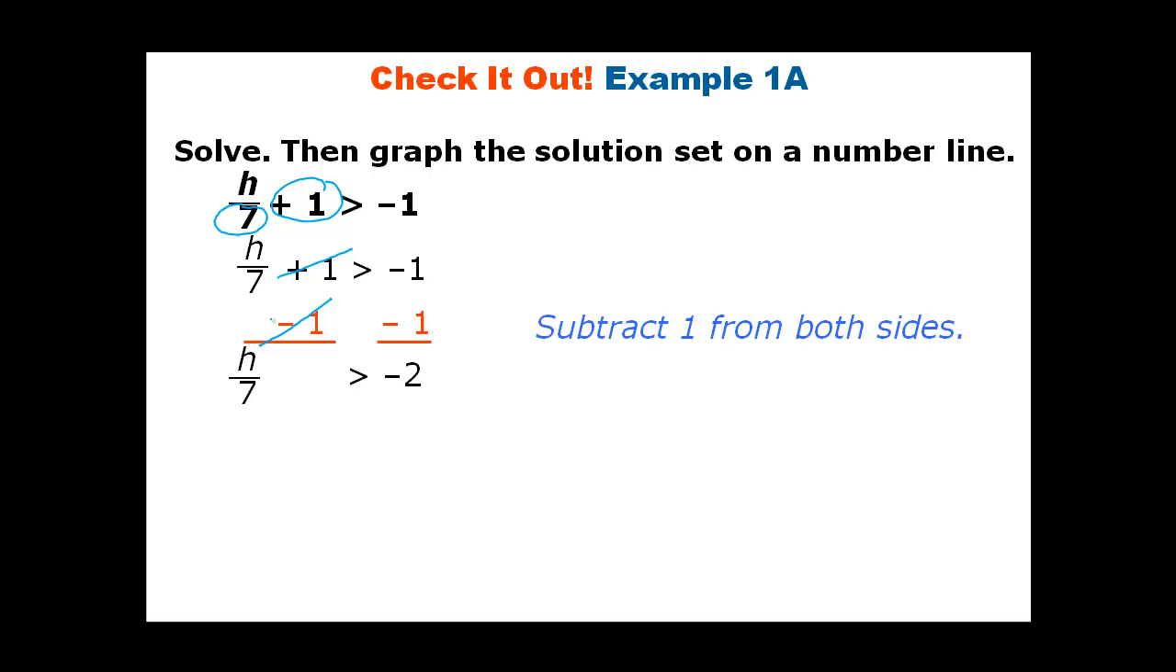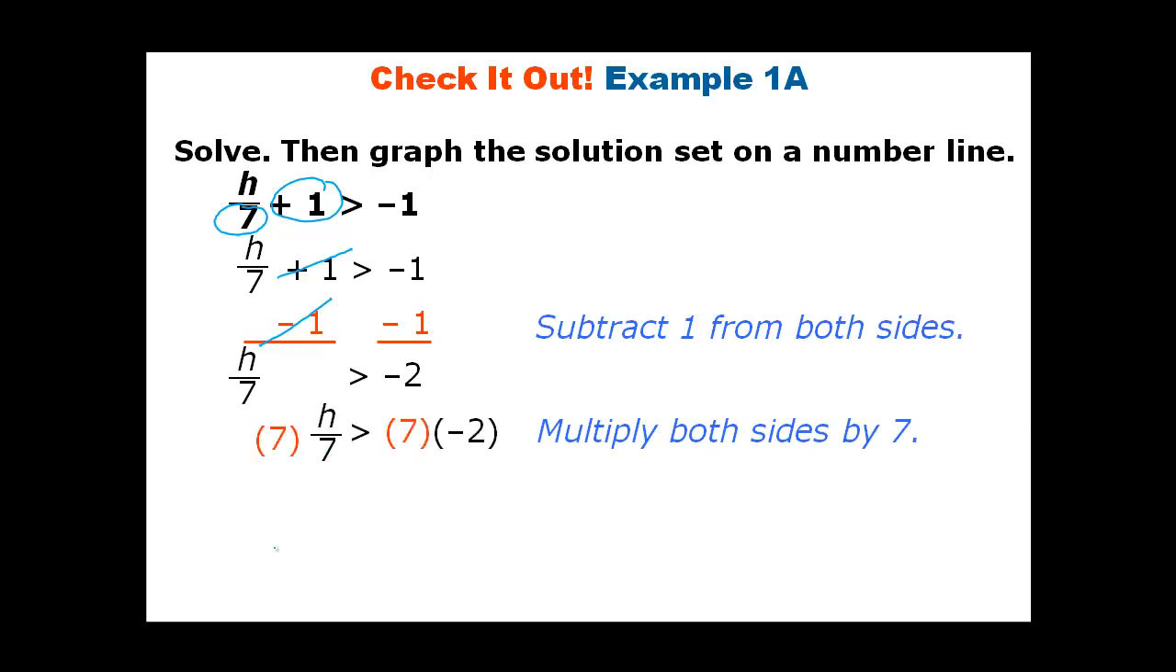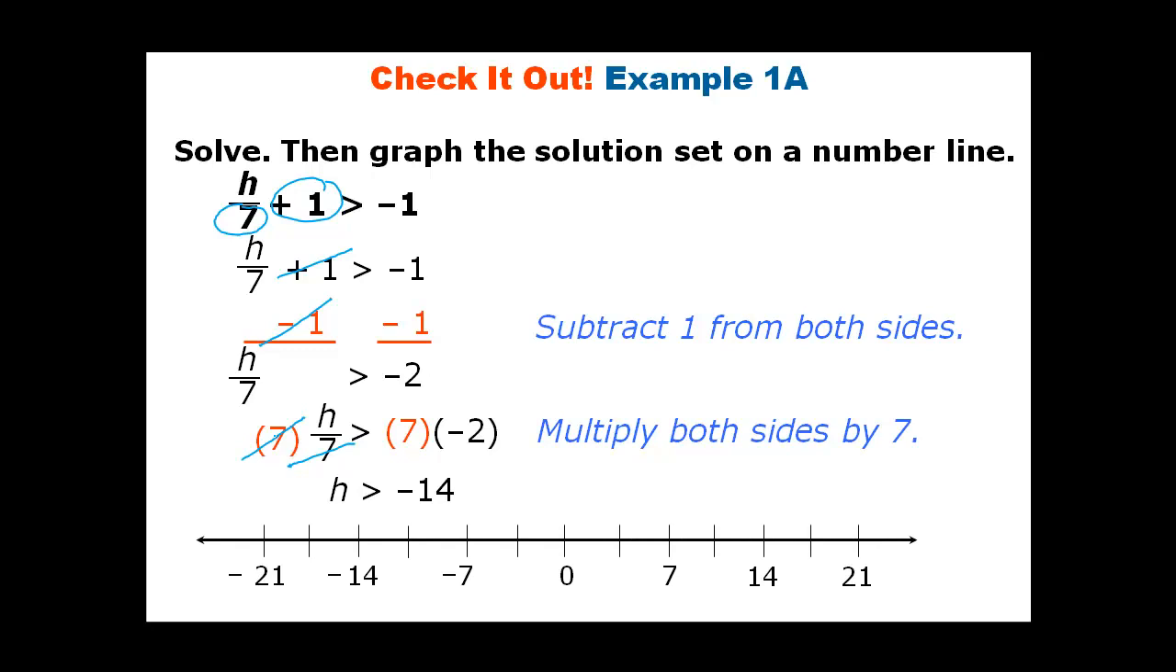Then to remove 7, I will multiply both sides by 7. Let's multiply. 7 will go out with 7, remaining is h, and 7 multiplies negative 2, equals negative 14. Draw a number line, go for negative 14, draw an open circle. Why an open circle? Because we have bigger than without equals. That means all the numbers are a solution except for negative 14. Then I will shade all the numbers bigger than negative 14.